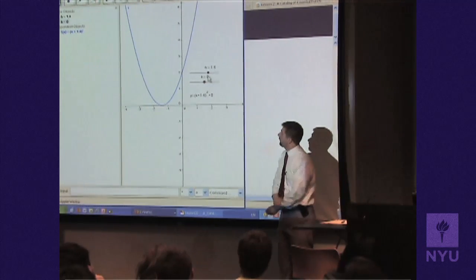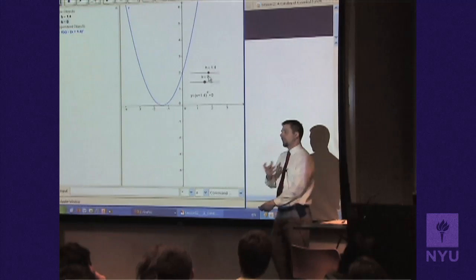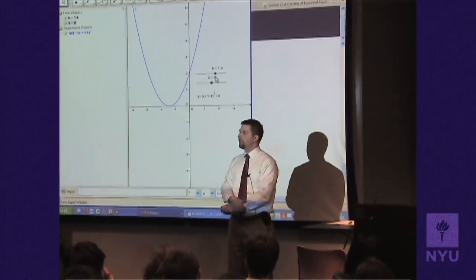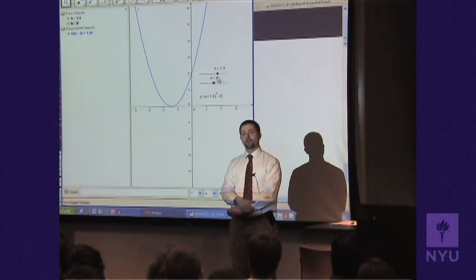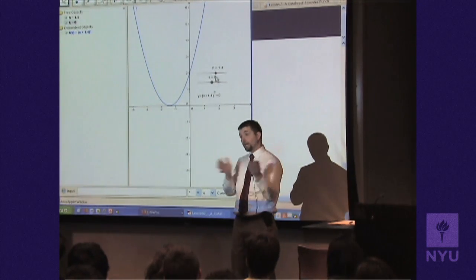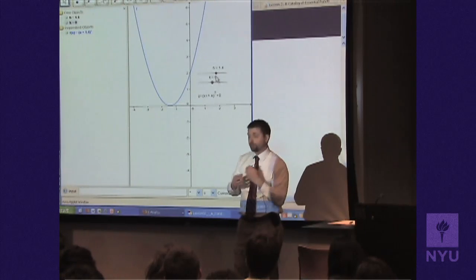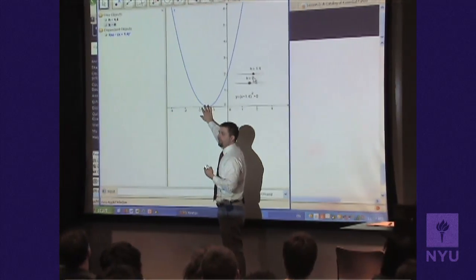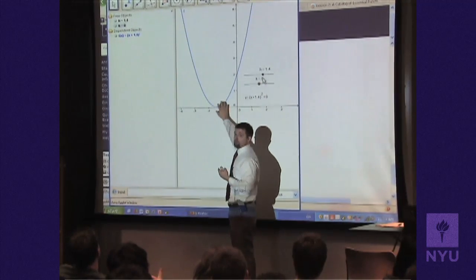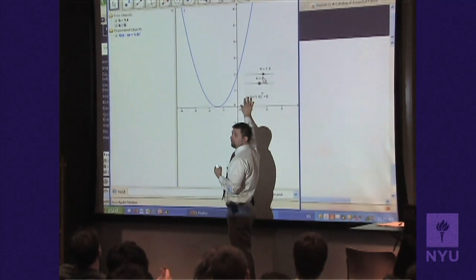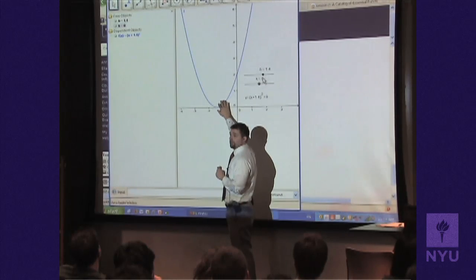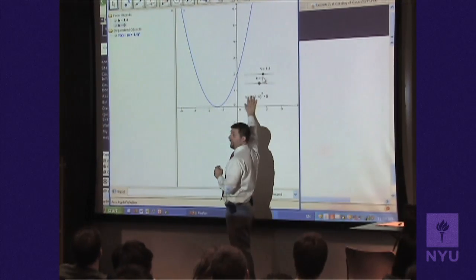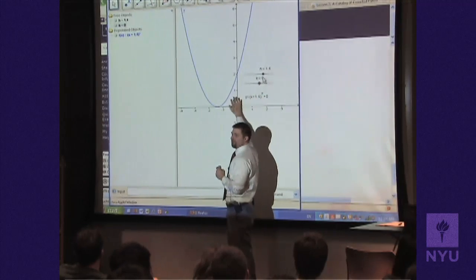If I increase h, then I'm changing x before I square it. Changing h is going to change x before I square it. So there should be some change in the graph in a predictable fashion. What do you think? How do you think the graph of this function is going to change if I increase h? What do you think? It moves further to the left. Okay, if you change h to the right, the graph is going to change to the left.